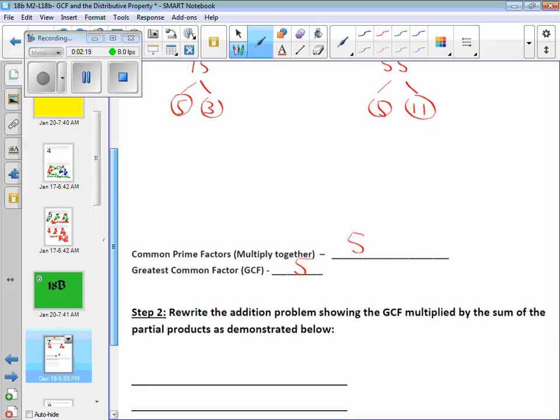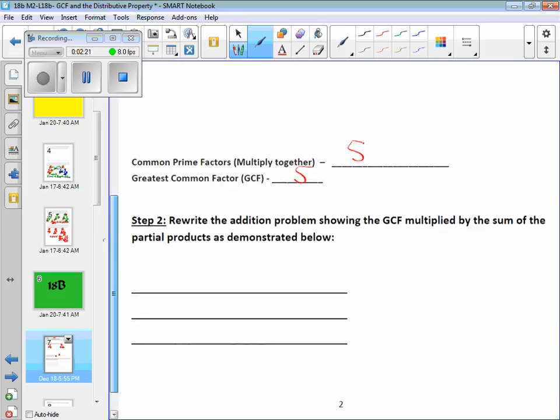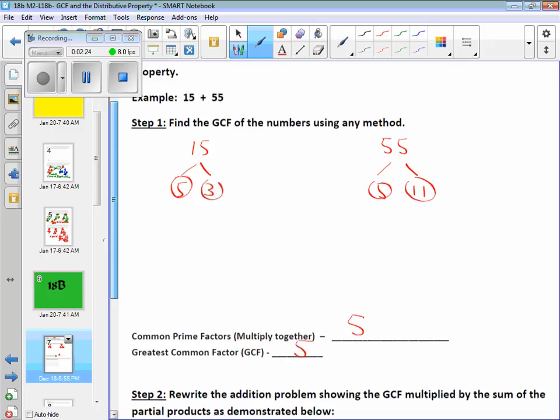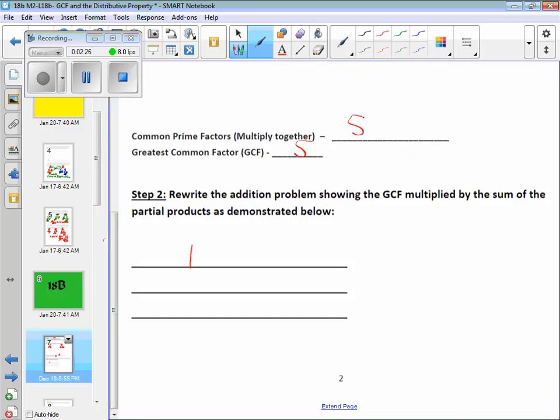Okay, here's the new stuff. I want you to rewrite the original addition problem, which was 15 plus 55. It's always going to start off that way by rewriting what the example was, or what the problem is. Rewrite it. Okay. Ready? The GCF was what, once again? Say it out loud. 5. Put the 5 on the second line.